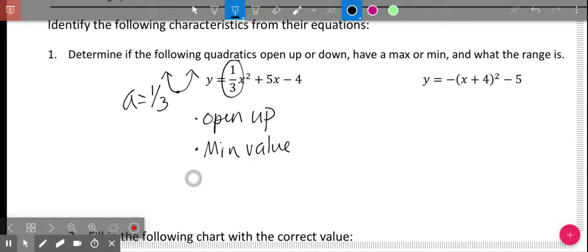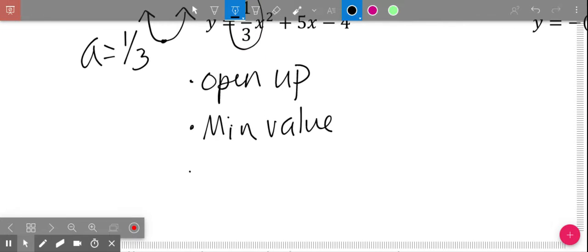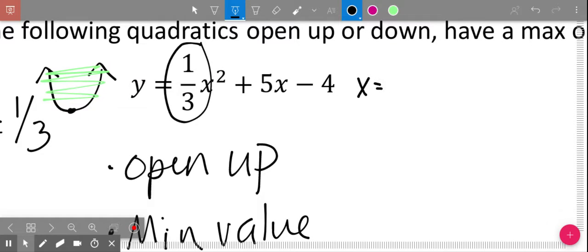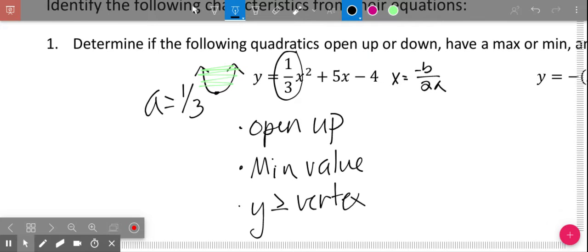And I know when I'm talking about the range, we're talking about all the pieces of the graph that are above the vertex. Since they're above, it's going to be y is greater than or equal to the vertex. Now remember, to find the vertex, you have to use x is equal to negative b over 2a. We're not going to do that right now, just because I really just wanted to focus on this little bit of information.